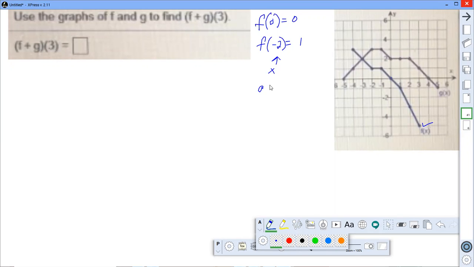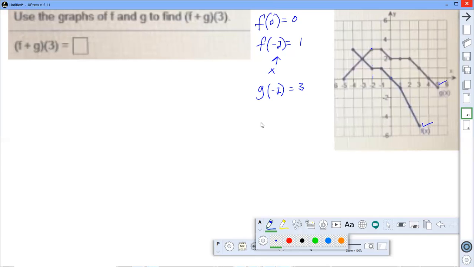Now how about g of -2? Okay, so let's look at that. This is your g function right now. If you go to your g when x is -2, as you can see, this is your point, right? So your y in there is 3.